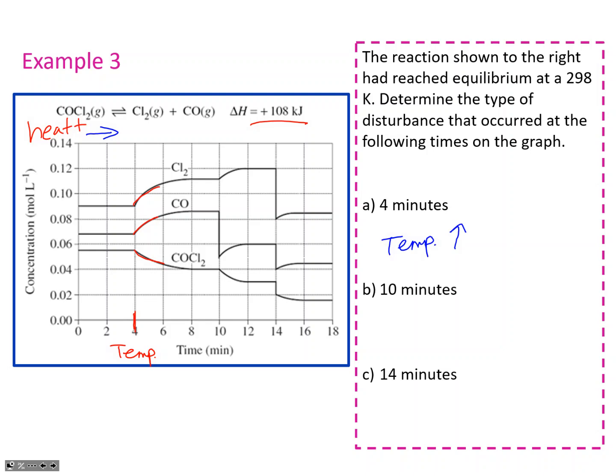What happens at 10 minutes here? CO is removed. CO is removed. You see a dramatic change here for that one. The other two are gradual. And remember, when it's a concentration change, it's only going to have one sudden change. Okay, so we have the CO being removed.